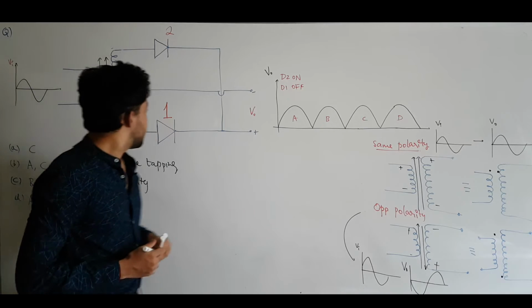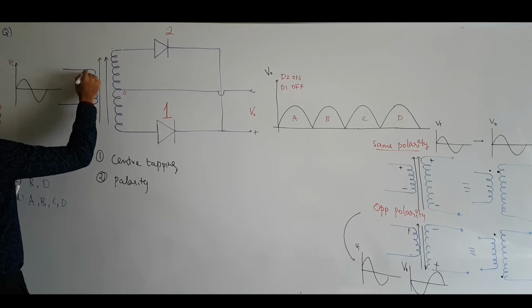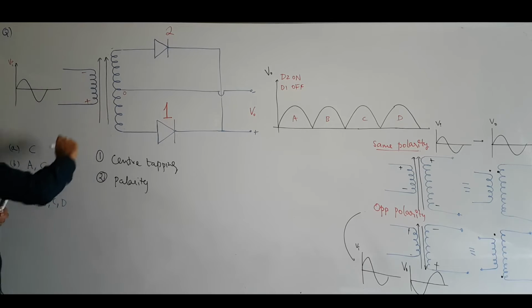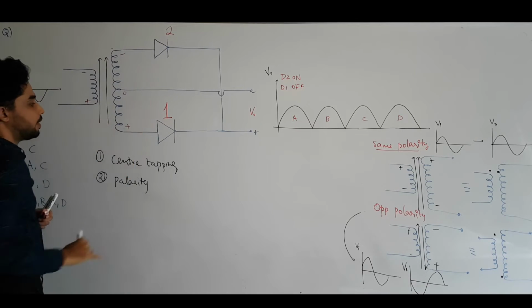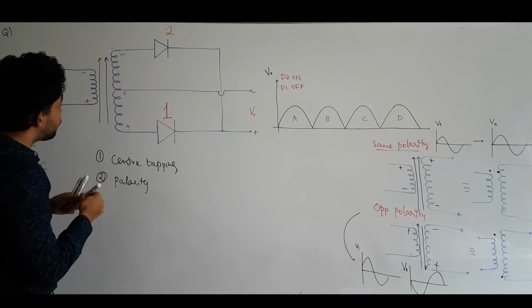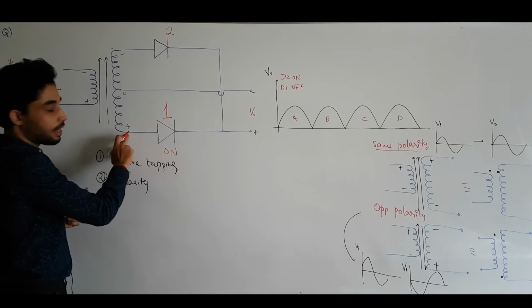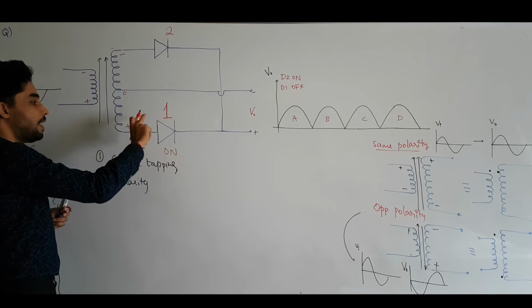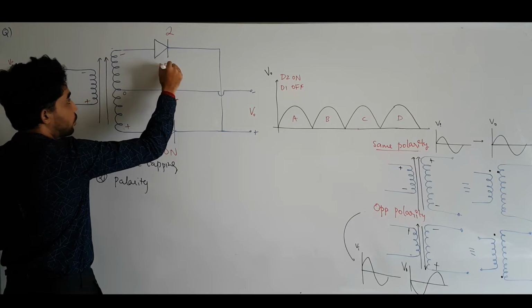Now for the second half cycle, that is the negative half cycle, the primary will be minus plus, and it will induce a voltage in the secondary which will also be in the same polarity, minus plus. Therefore, this diode becomes on. Why? Because the p side is connected to positive potential, so it is in forward bias, and this diode will be in reverse bias, so this will be off.